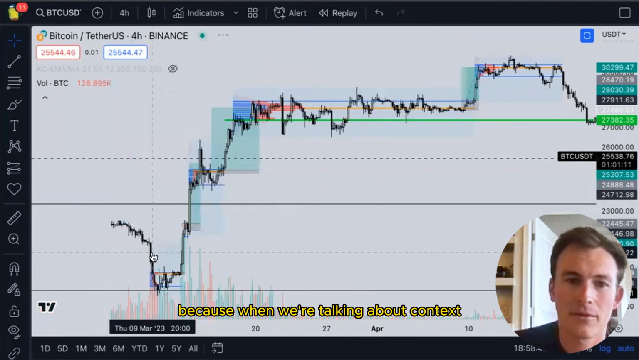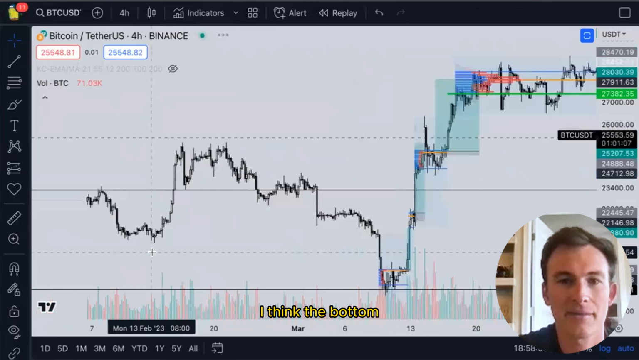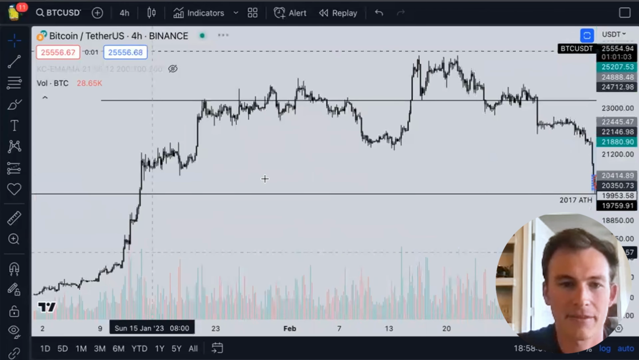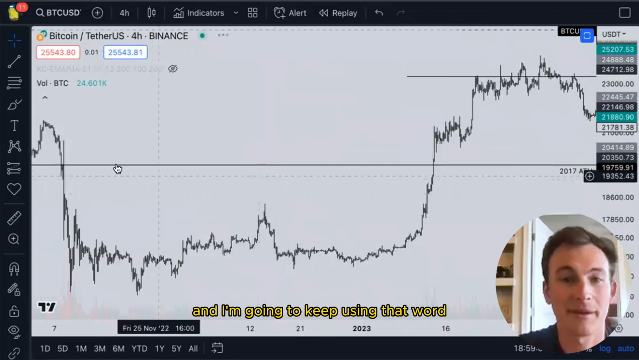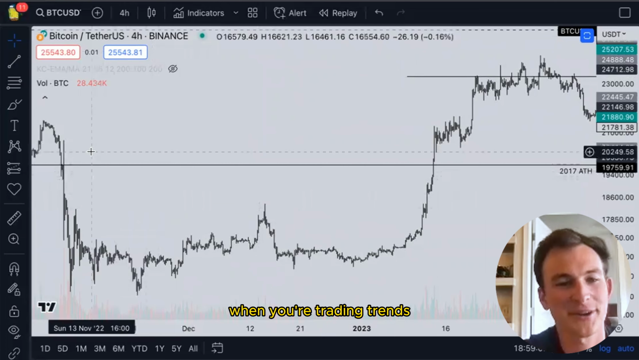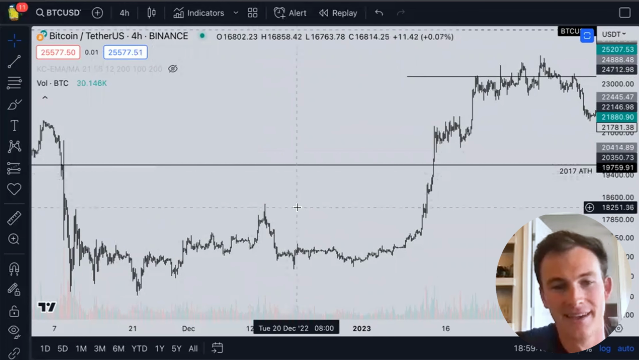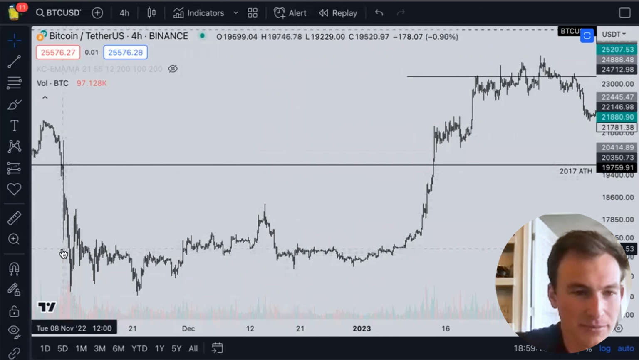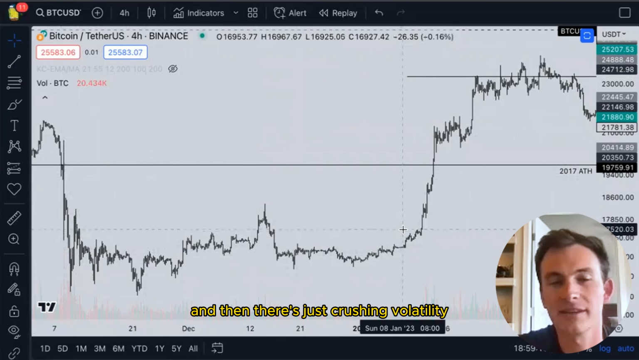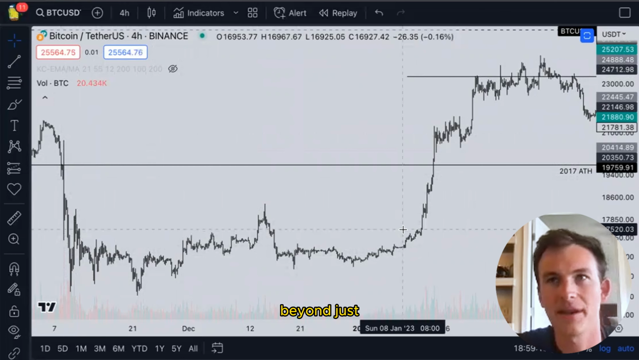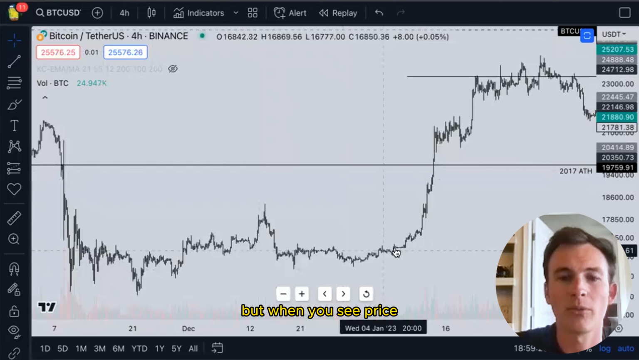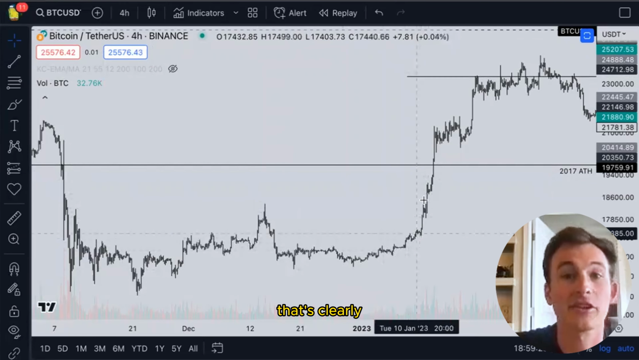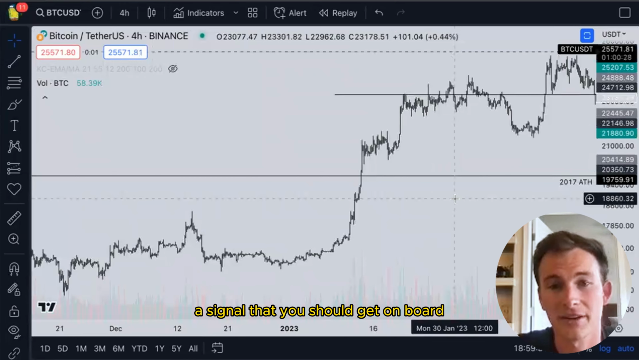Because when we're talking about context, I think the bottom that we put in for the FTX collapse is a really good example. From a contextual standpoint, you have, and I'm going to keep using that word because I think it's really important when you're trading trends or identifying trend shifts, this huge dump, huge sell volume, and then there's just crush and volatility. That in itself, beyond just the capitulatory aspect of FTX going down, isn't enough to say that that's a bottom. But when you see price start to curl back up like this, that's clearly a trend shift and a signal that you should get on board.